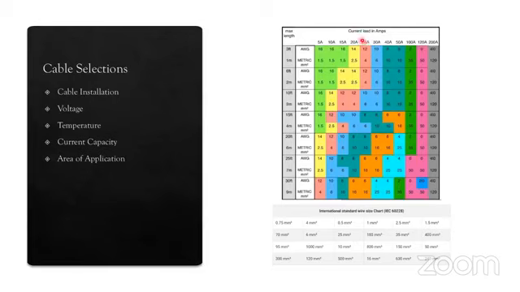This is the standard chart we have. You can always get it online. It shows the current carrying capacity here, and you have two measuring units for the cable size. We have AWG, that is American Wire Gauge, and we have mm². In India we use mm² as the standard unit for cable size.